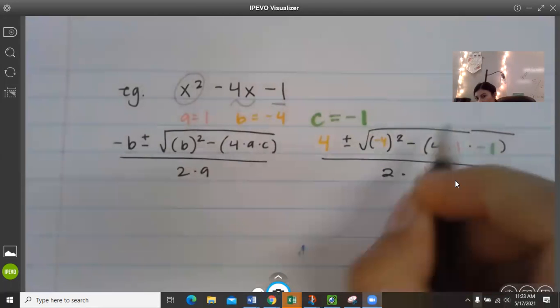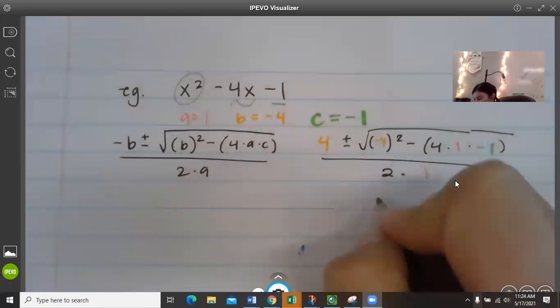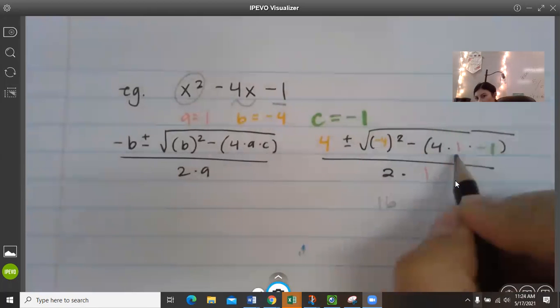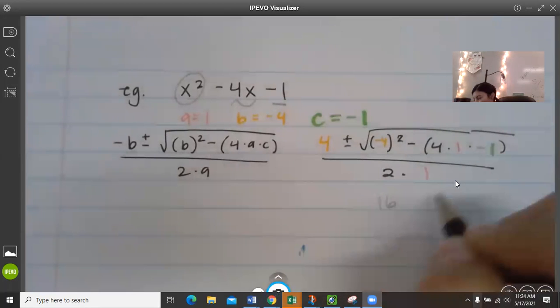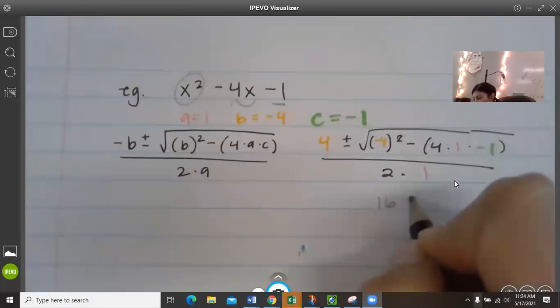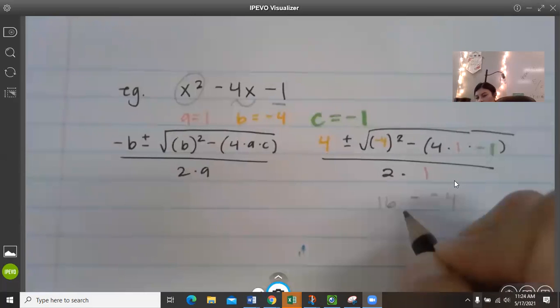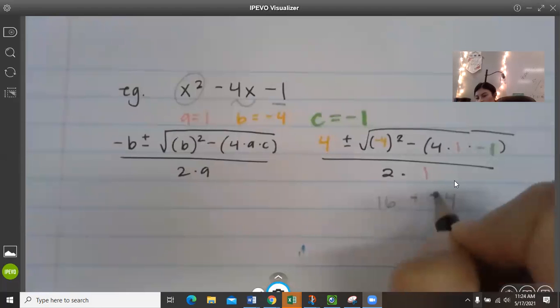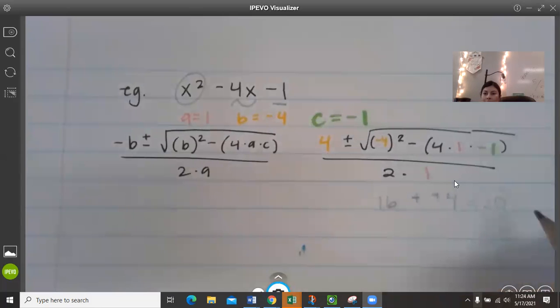So you squared this one. -4 times -4 is 16. And then 4 times a 1 is 4. 4 times a -1 is a -4. But you have that minus. The answer we got was -4. 16 minus a -4 equals a +20. So for the square root, I got 20.